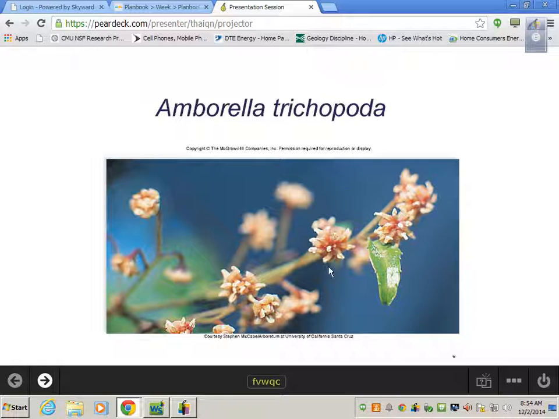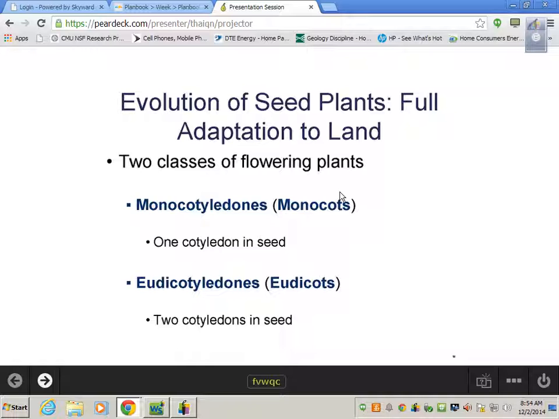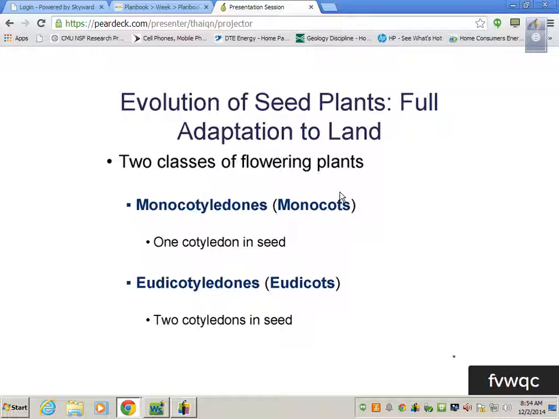So we dissected flowers already. You guys understand the flowering structure and how it's designed of both the male and female parts. You guys will be turning in your flower dissection worksheets today.